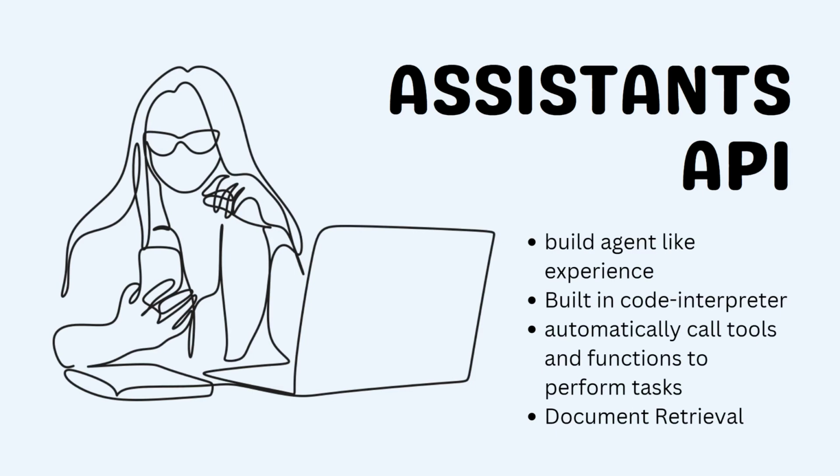How? Because the current Assistants API provided by OpenAI has a built-in code interpreter, and it allows you to automatically call tools and functions to perform various tasks. Just as in LangChain we wanted to integrate with various agents, now using this model you can do that as well within the prompt itself.